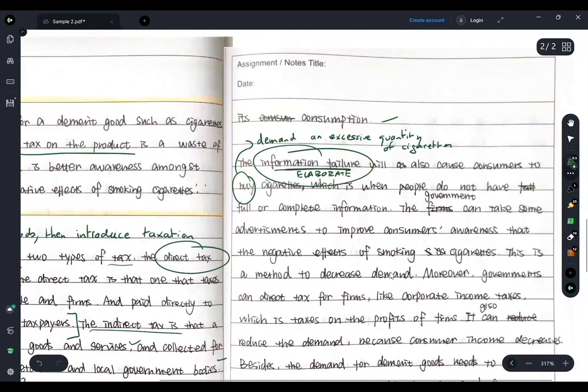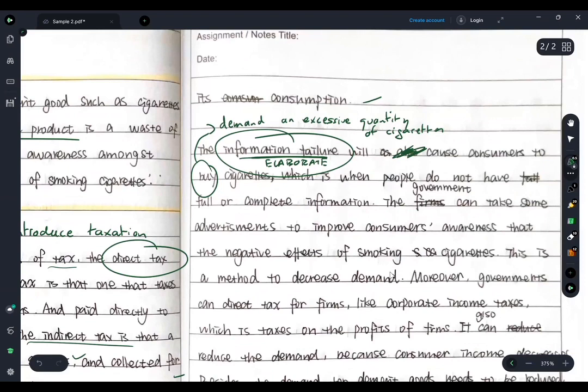So yeah, this doesn't look very good so far. Okay, so this information failure, and it's not will cause consumers to buy too many cigarettes, which is when people do not have full or complete information. So that sentence is a bit weird because it starts with information failure, then it describes the consequence, and then it defines the original word, information failure. Okay, so instead we should have this: information failure, open bracket, when people do not have full or complete information, close bracket, and then people will consume too many cigarettes.